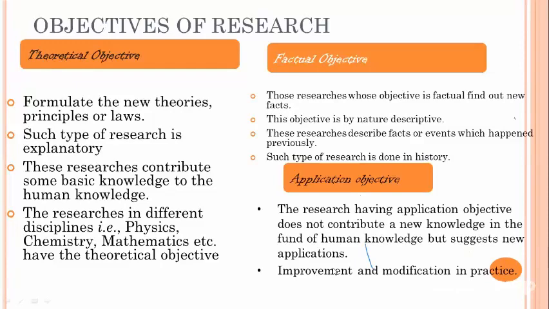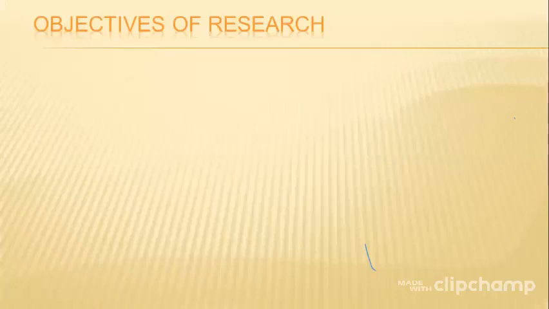Application objective. The research having an application objective does not contribute new knowledge, but suggests new applications. An example is how we use our research knowledge for human applications. Applied research is for the developmental process, and it is applied in nature to seek to solve a practical problem. For example, we want to find out ways to stop flooding in a certain area. I had told you about flooding, where it occurs more. We want to find a solution to that. To do that, we do applied research. We are applying our knowledge of research to stop flooding in a certain area. That is application research.